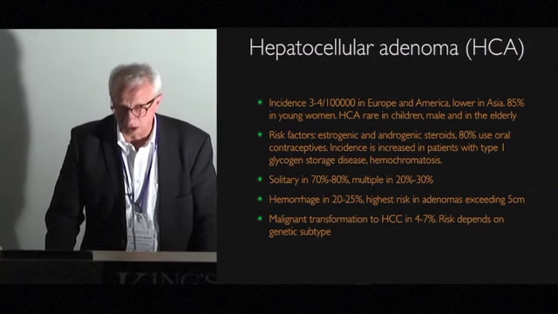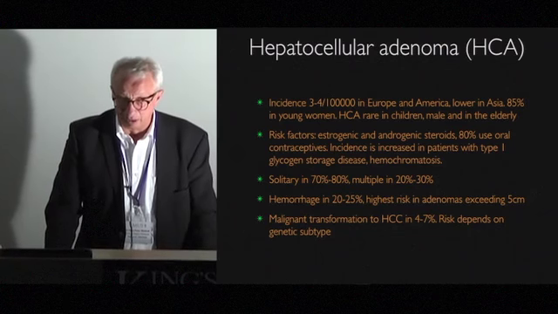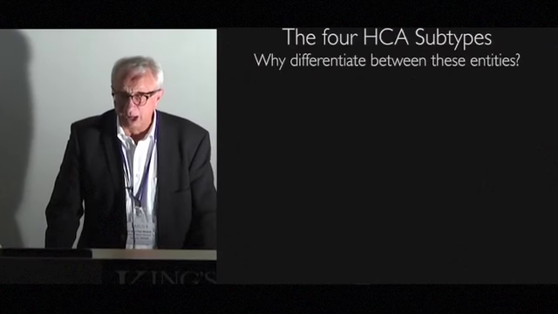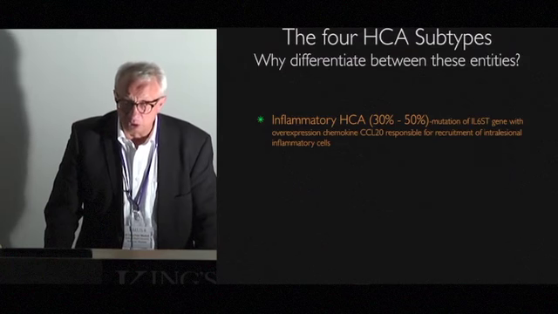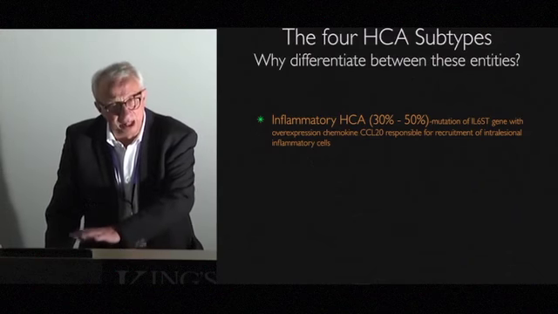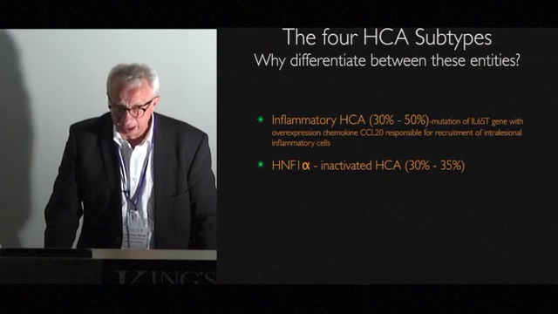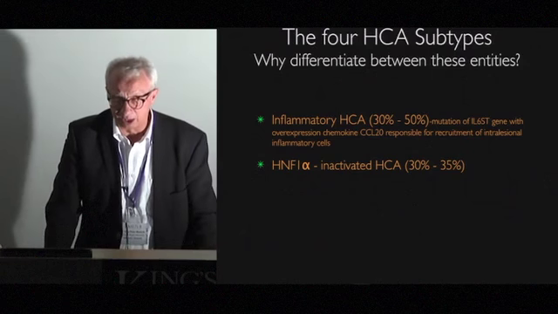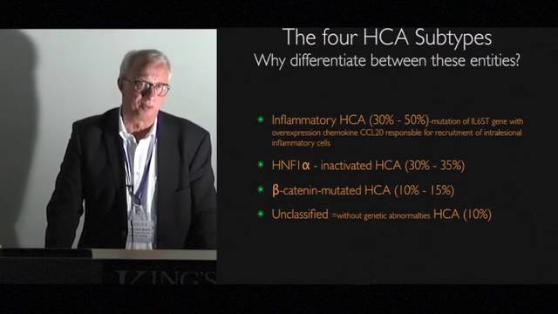Malignant transformation to HCC, that is always a discussion, occurs in only 4 to 7%. But the risk depends on the genetic type, and this is where the story starts. We have 4 different types of adenomas. We have the inflammatory HCA, 30 to 50%, with some mutations, so it is a genetic description of how these subtypes look. Then we have the HNF1 alpha inactivated HCA, this is 30 to 35%. Then we have the beta-catenin mutated HCA, 10 to 15%, and we have the unclassified ones.